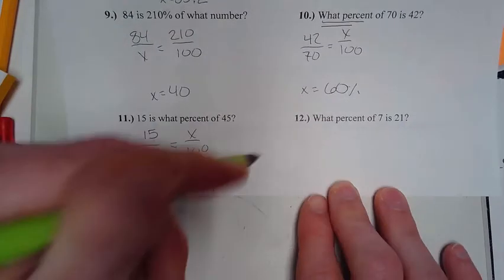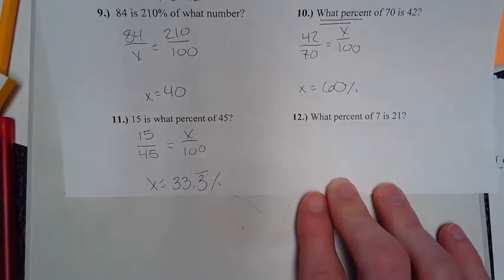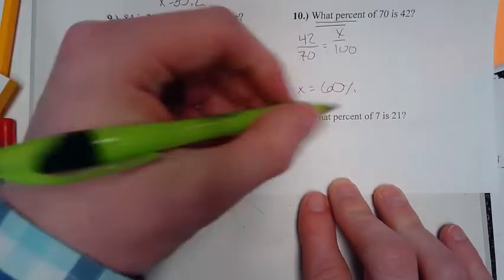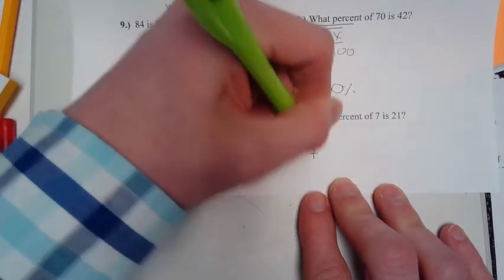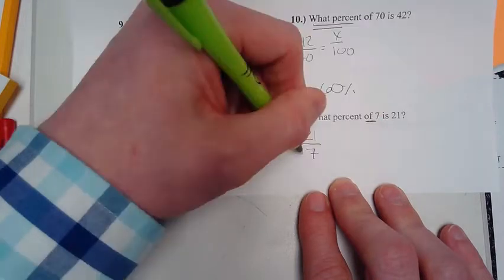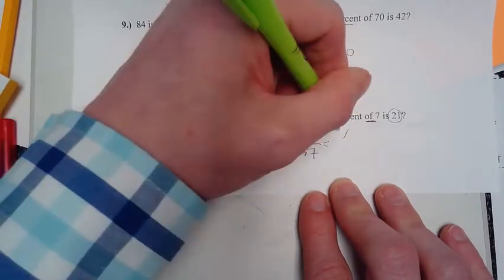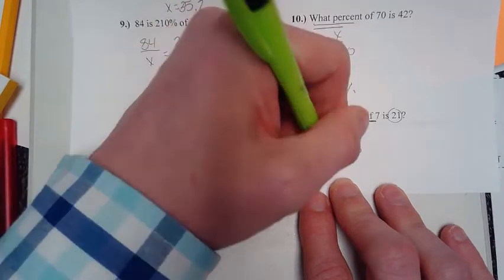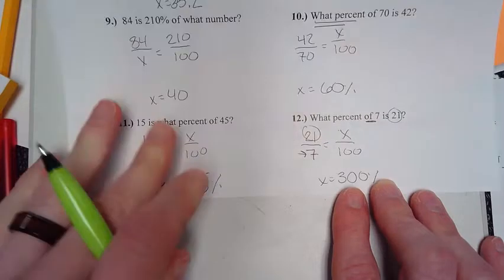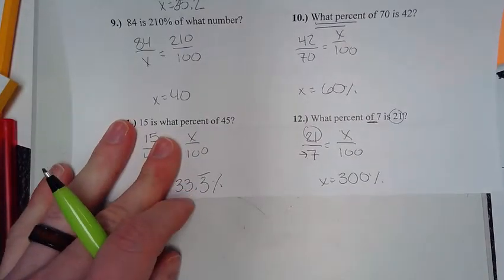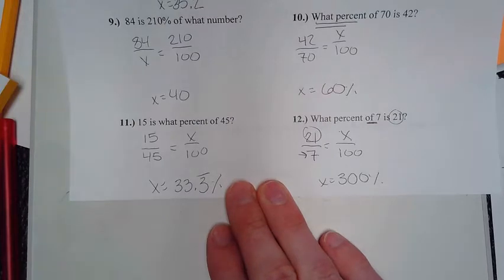And finally, here's the one that's a little tricky. And this is one where the proportion method does kind of help us a little bit, is we don't want 7 over 21. We want 21 over 7, because the of is 7, and the is 21, equals x over 100. And here we get x equals 300%. So again, that's one where the proportion method can help us stay a little bit more organized.